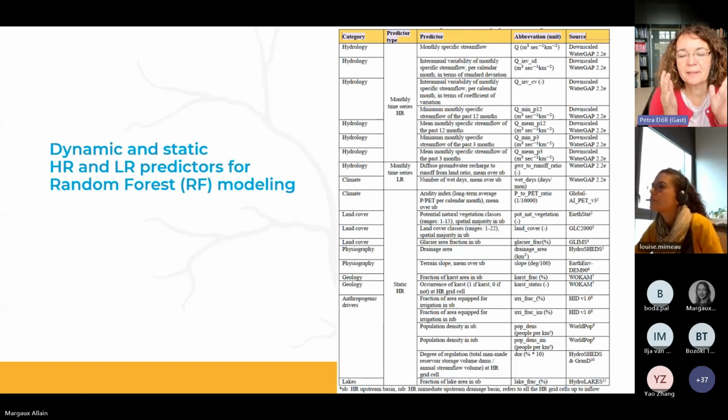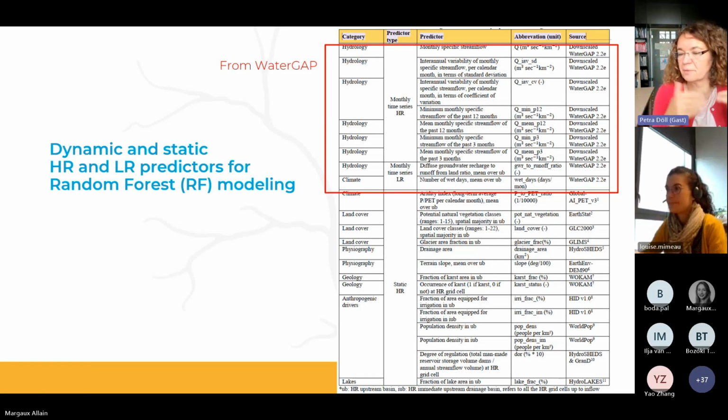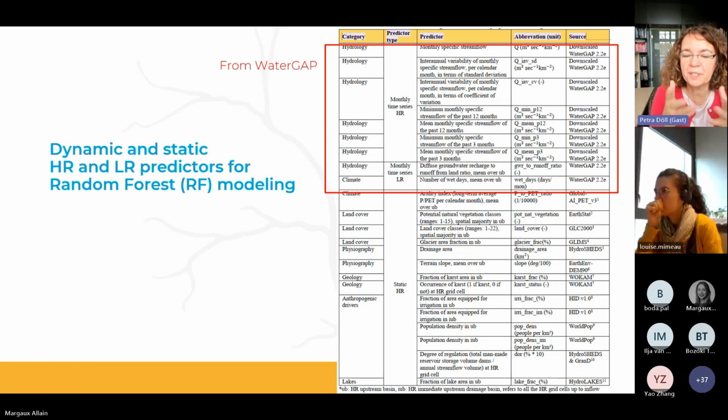So we have these high resolution stream flow estimates, but at monthly scale. And then, in this red box, you see that we derived a number of predictors for the random forest modeling based on the stream flow. Just at the top, the monthly stream flow, but then we looked also at the mean monthly stream flow over the last 3 months, because of course that can have some impact. So we came up with various predictors from the WaterGAP stream flow.